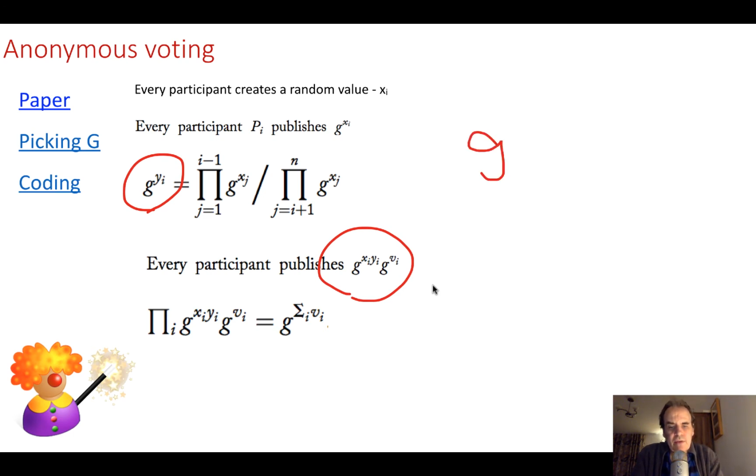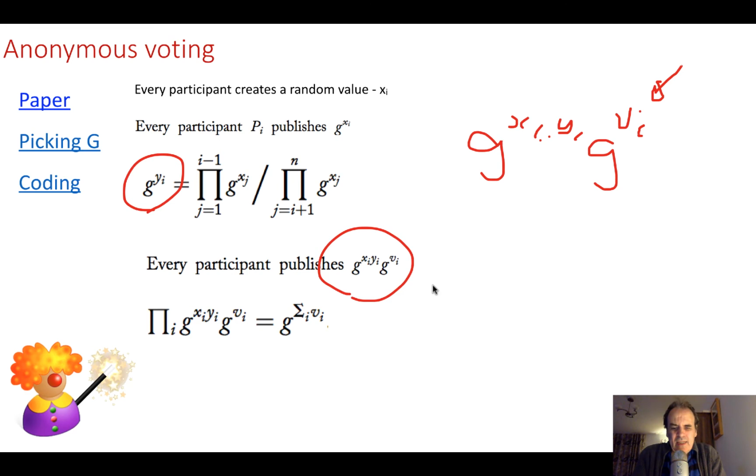Now they must calculate g to the power of xi, g to the power of yi, and then they'll take their vote and add it on here. If it's a yes, they'll add a 1. If it's a no, they'll add a 0. So we take g to the power of 1 or g to the power of 0. We obviously know xi, and we've just calculated g to the power of yi.